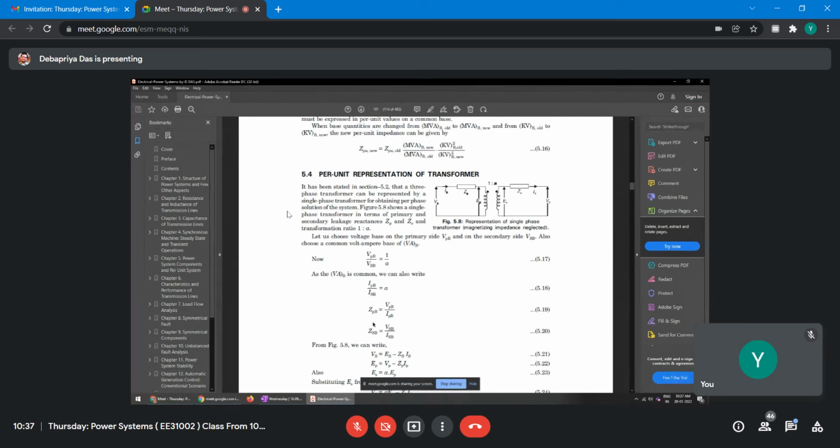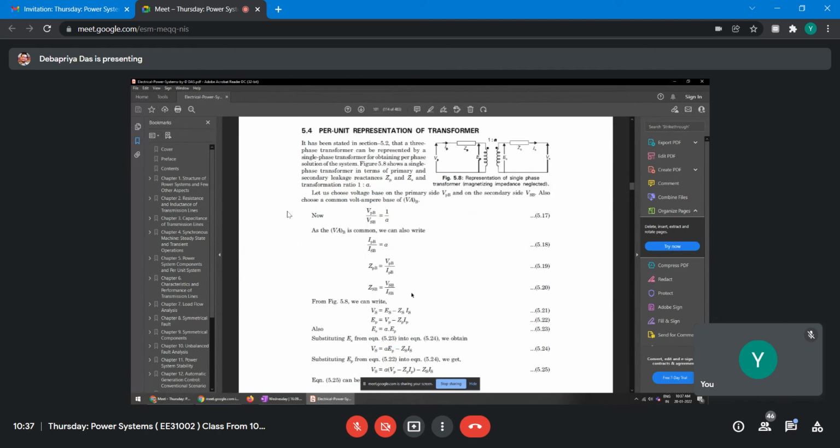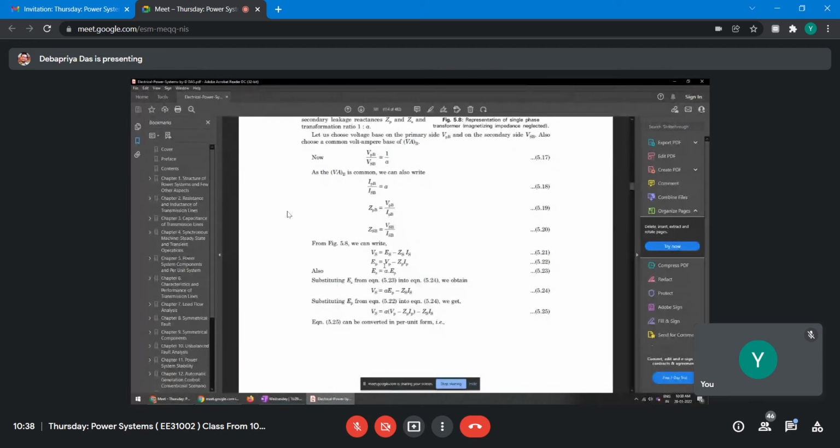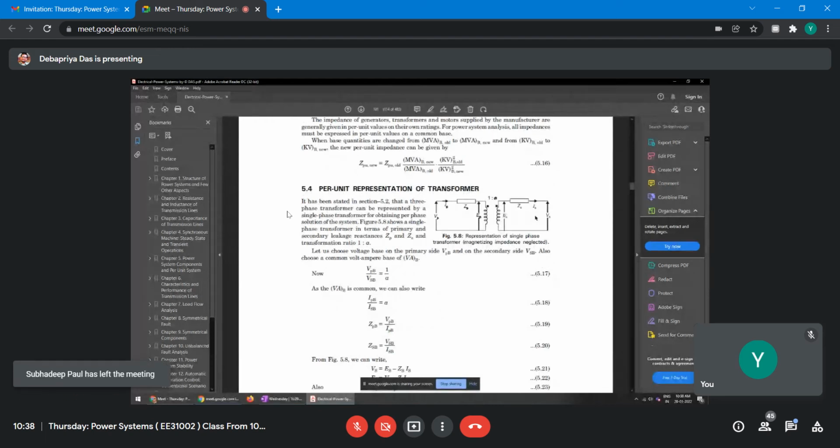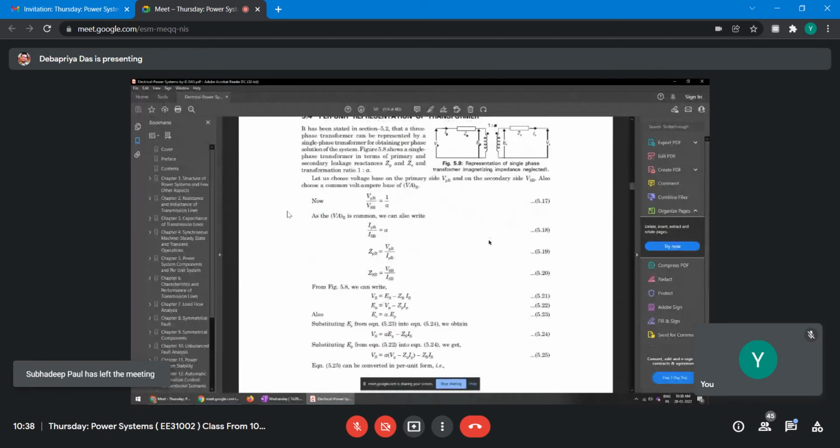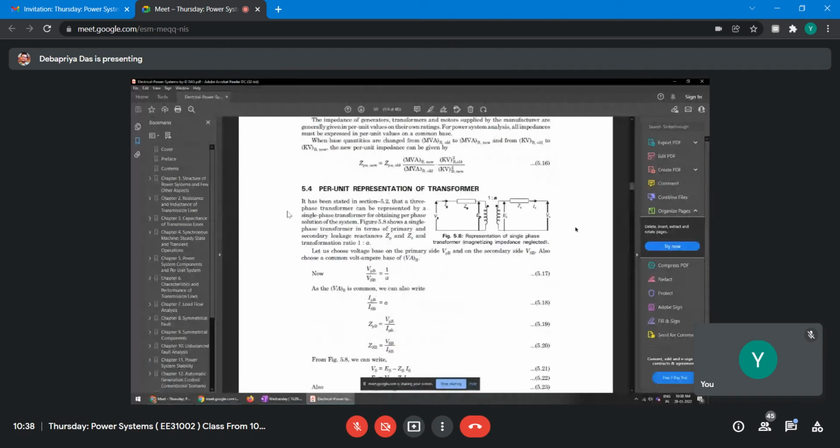Right. Now Z primary side base is equal to V primary base upon I primary base, the way you draw a simple DC circuit or AC circuit. Only thing is that everything we are representing by per unit. So Z secondary base will be V secondary base upon I secondary base, that is VS base by IS base. Now if you go back to the secondary side circuit, VS is equal to ES minus ZS IS.